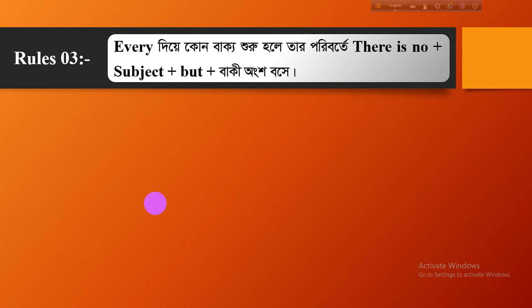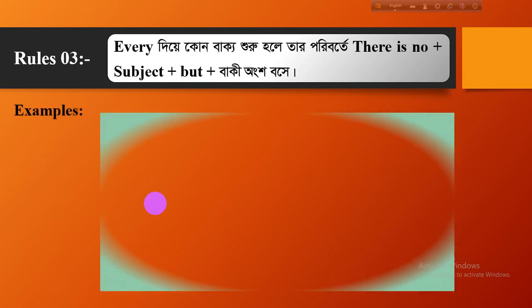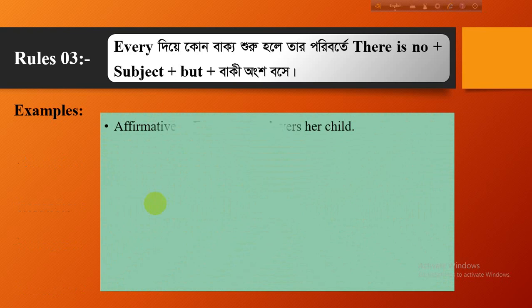So let's go to some examples. The first sentence is: Every mother loves her child. From this sentence we can explain very easily. As I told, you have to do two things. Instead of every, you must use there is no, and after the subject, that means after mother, you use but. So we come to the answer: There is no mother but loves her child.